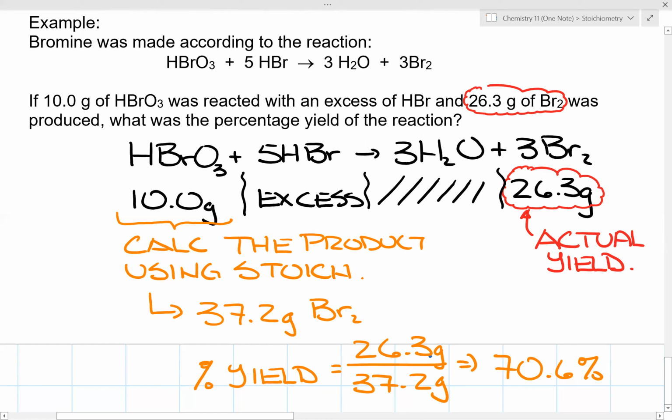But if I gave you, let's say, for example, 10 grams of HBrO3 and let's say 6 grams of HBr, both reactants, what you would need to do is calculate the limiting reactant first before you can do the percent yield calculations. All right, folks, that is it for the stoichiometry unit.